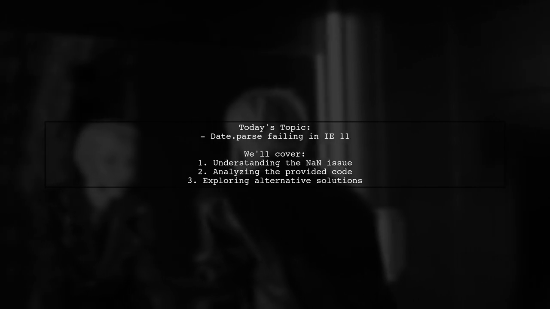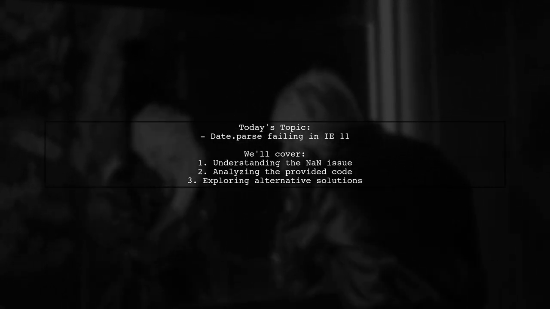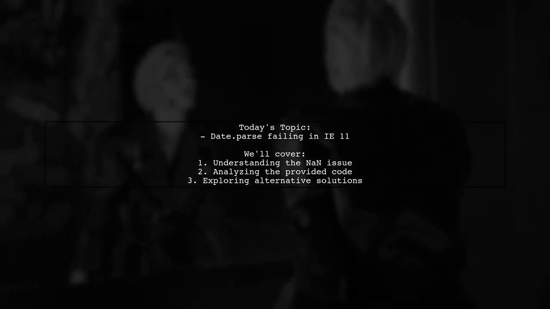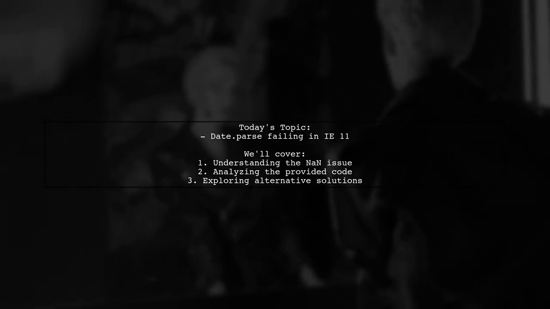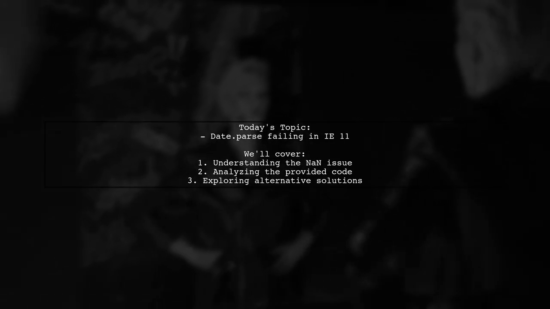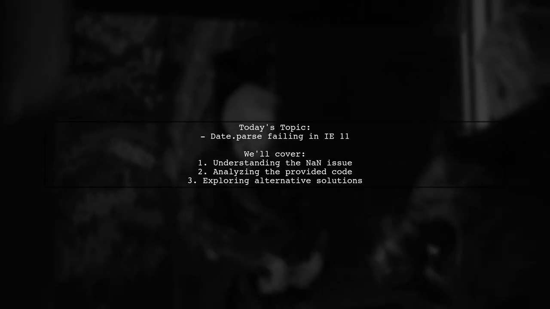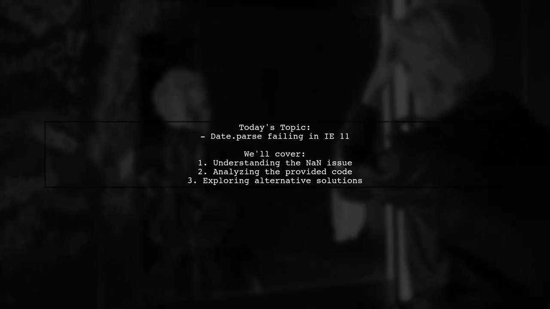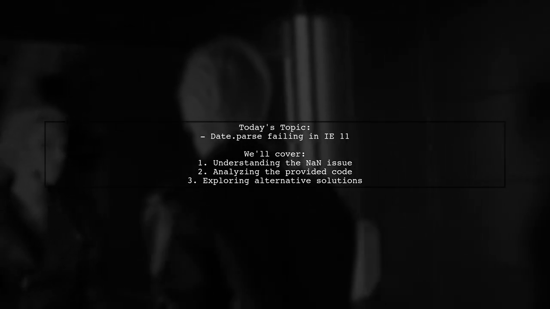Today, we're tackling a frustrating issue that many developers encounter when working with dates in Internet Explorer 11. Our viewer is facing a problem where parsing a date results in NaN while it works perfectly in Chrome and Firefox. Let's dive into the details of this issue and explore potential solutions.